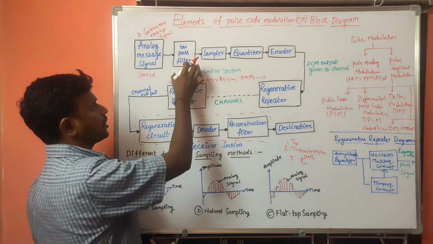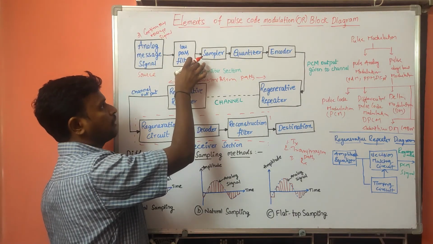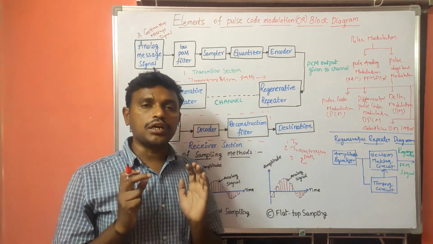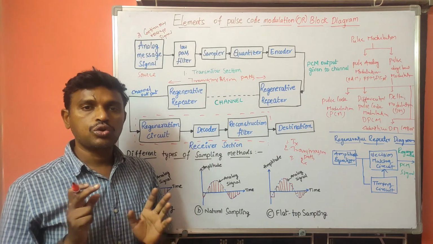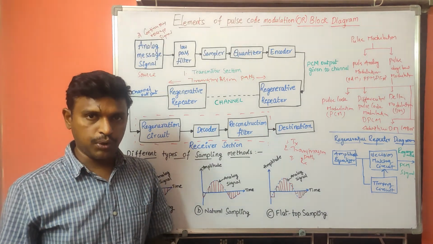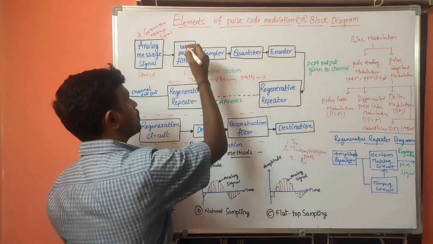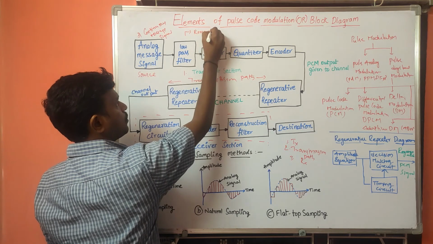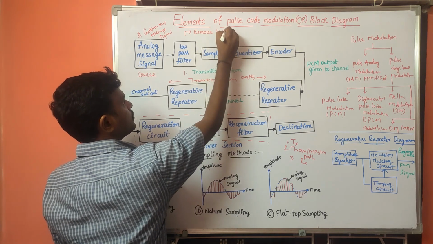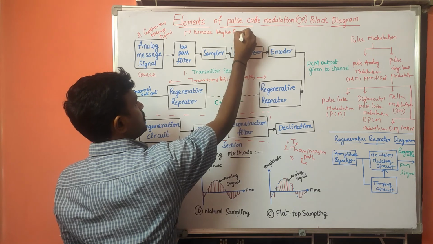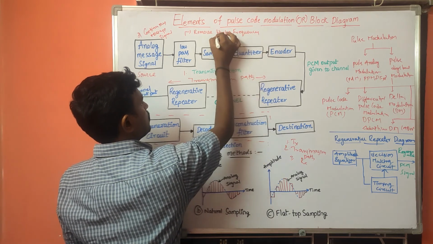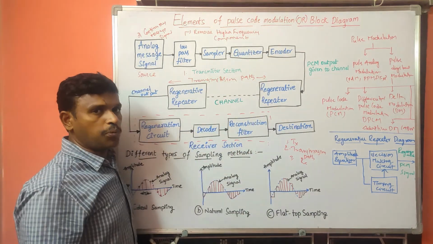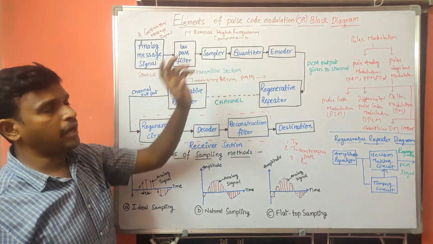The output of that source is given to the low pass filter. Why do we use the low pass filter? The low pass filter is used to remove the higher frequency components. That is why we use this low pass filter: to remove the higher frequency components.